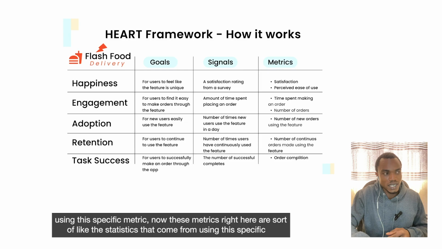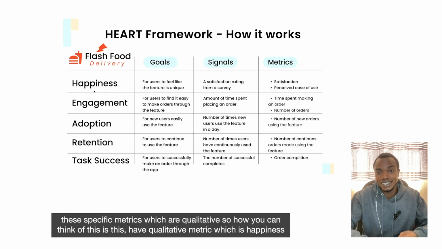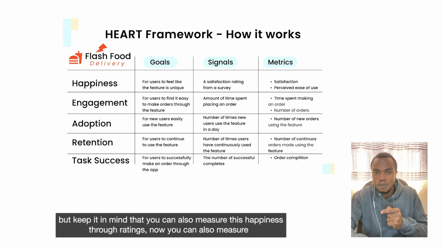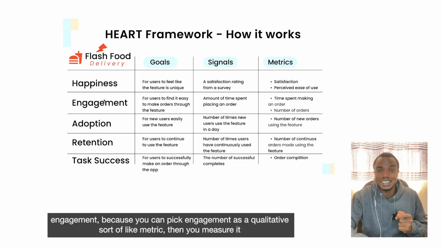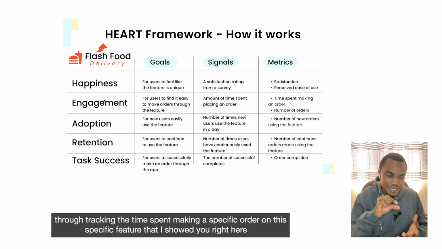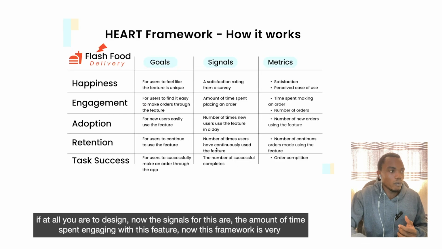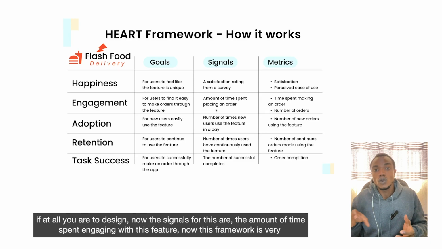Now, these metrics right here are sort of like the statistics that come from using these specific metrics, which are qualitative. So how you can think of this is, have a qualitative metric, which is happiness, but keep in mind that you can also measure this happiness through ratings. Now, you can also measure engagement, because you can pick engagement as a qualitative sort of metric, then you measure it through tracking the time spent ordering on this specific feature that I showed you right here, if I told you to design it. Now, the signal for this is the amount of time spent engaging with this feature.